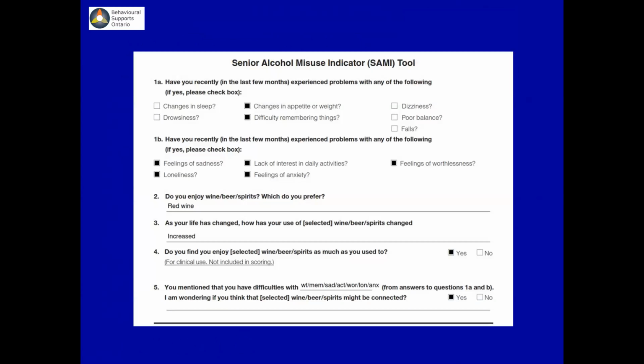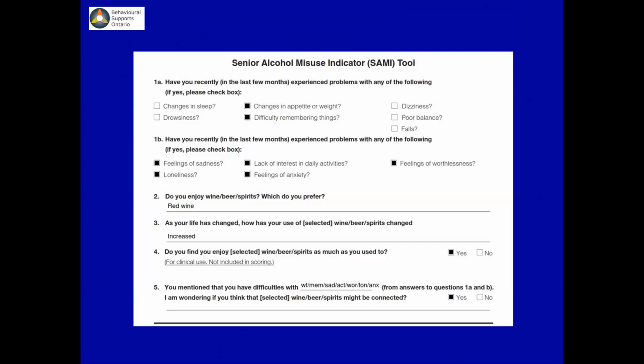So here's her completed SAMI. I asked her about those symptoms, and she endorsed changes in appetite and weight, difficulty remembering things, which actually makes sense because of the MCI, feelings of sadness, feelings of loneliness, lack of interest in daily activities, feelings of anxiety, and feelings of worthlessness.